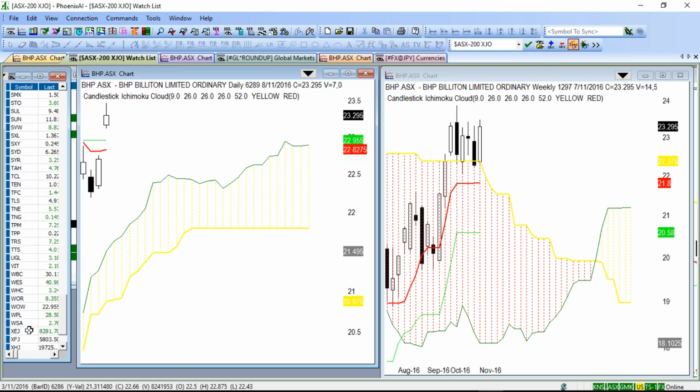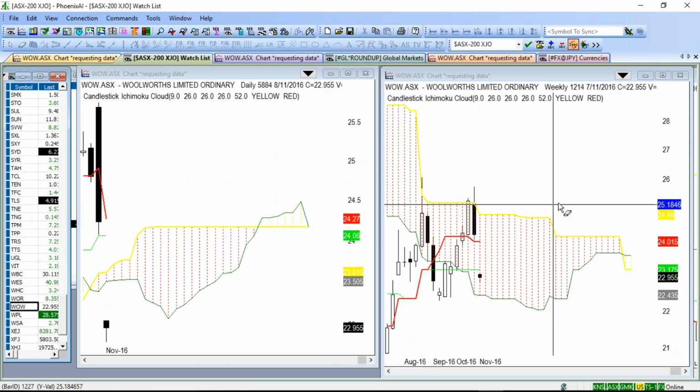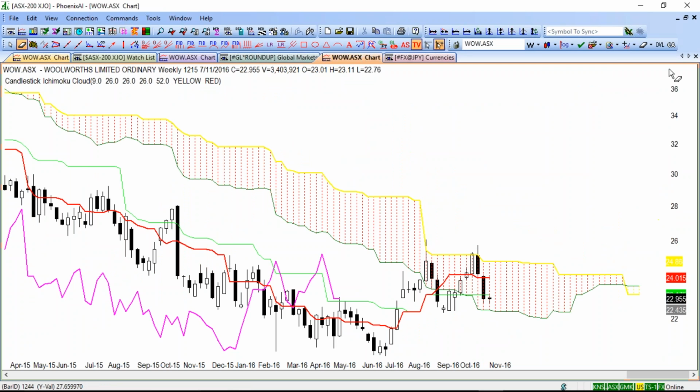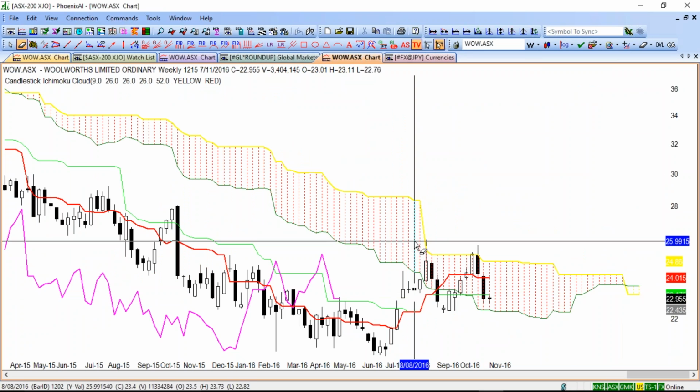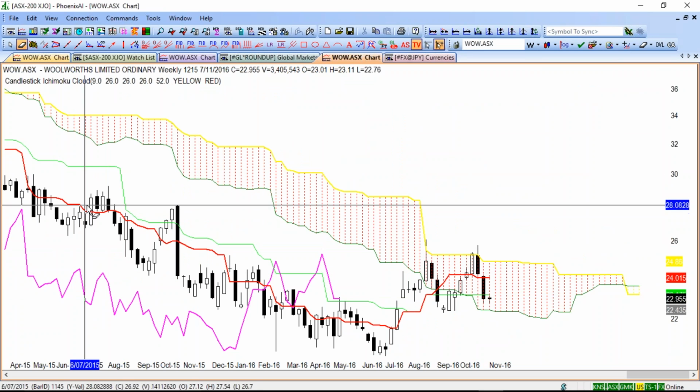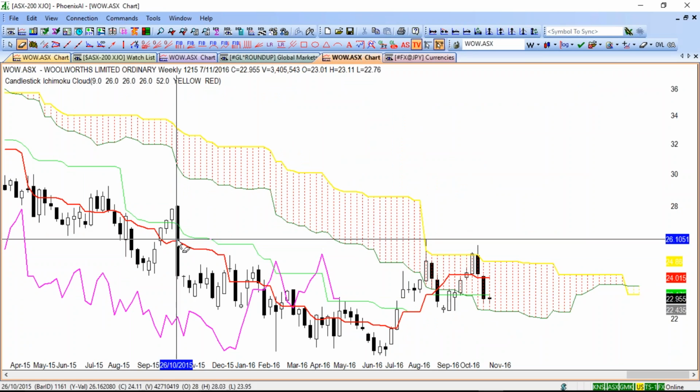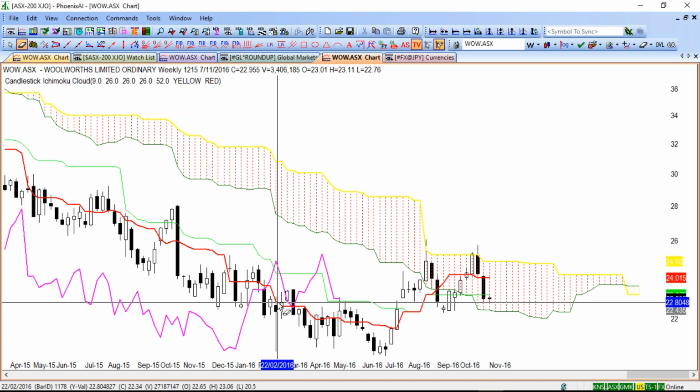Out of that, we took a look at OZL. I think someone wanted to look at Woolworths. So the first thing we do is the weekly chart always. So we can see Woolworths, we can see the Tenkan-sen, Kijun-sen. Woolworths was a very bearish look for most of this year.